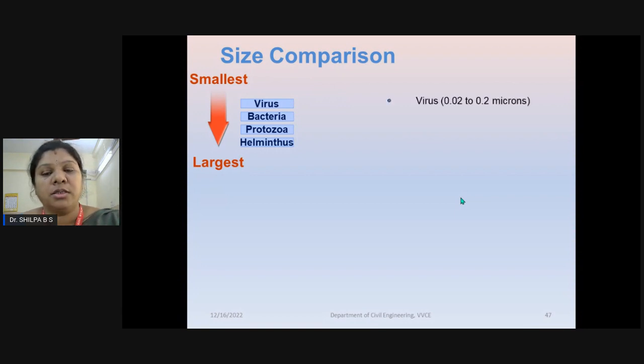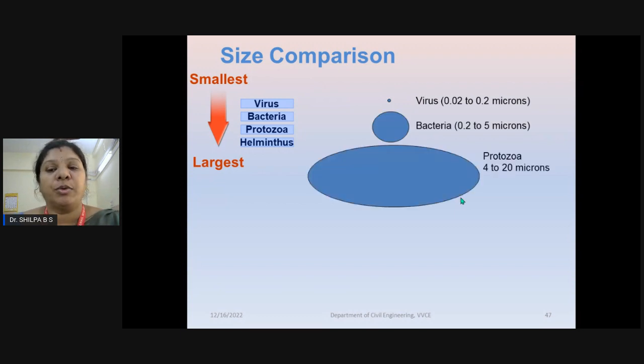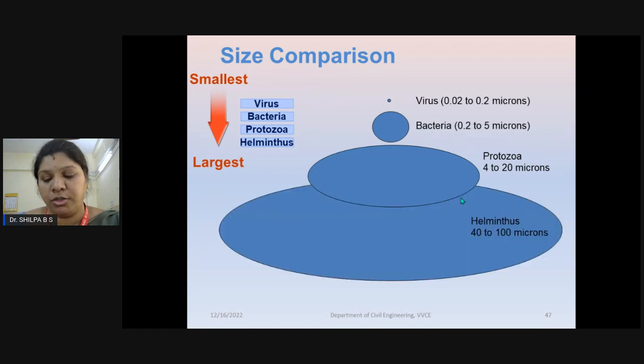The virus will usually be in the size range of 0.02 to 0.2 microns, the bacteria 0.2 to 5 microns, the protozoa 4 to 20 microns, and the helminths about 40 to 100 microns.